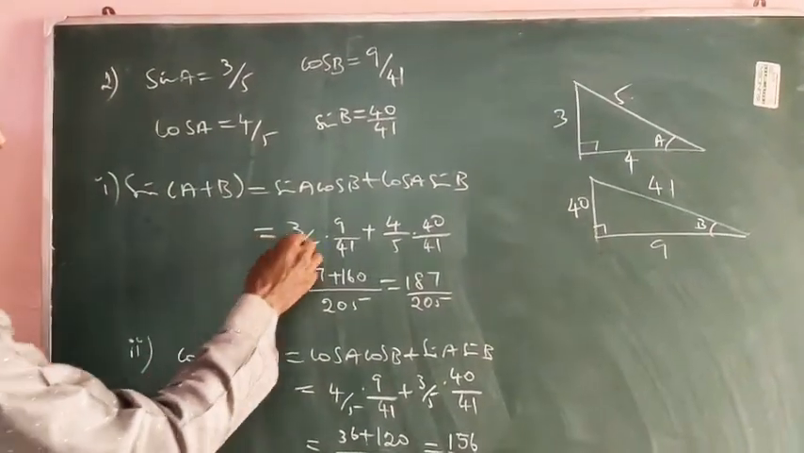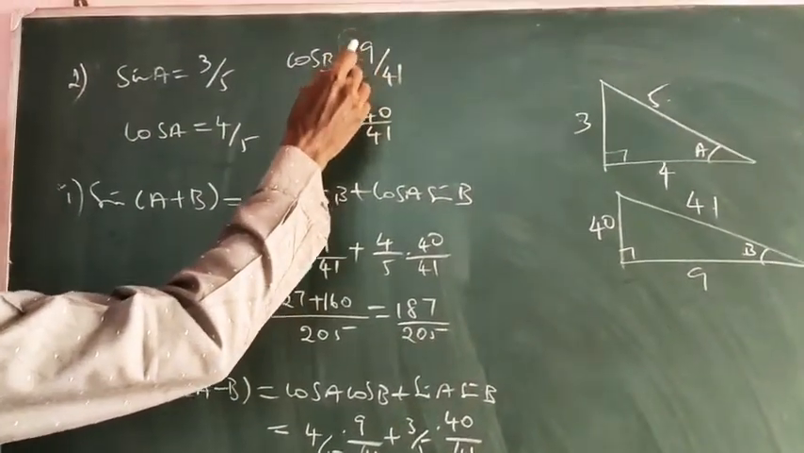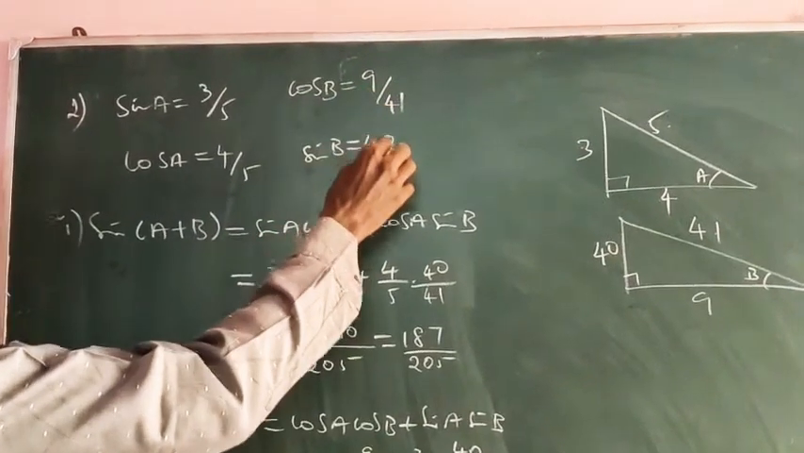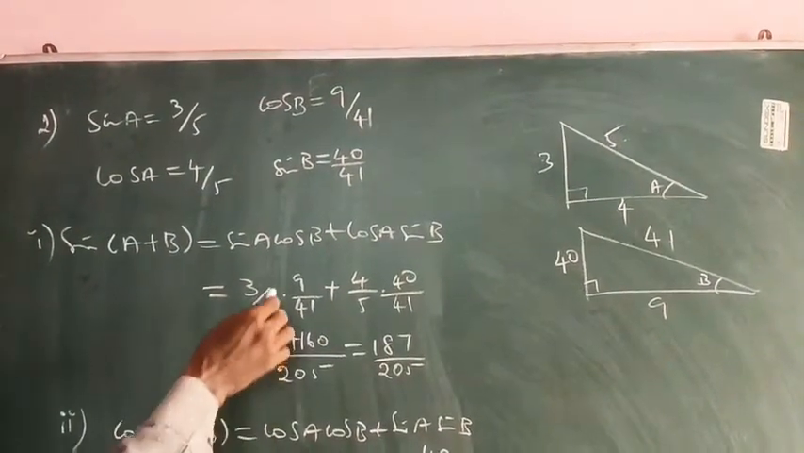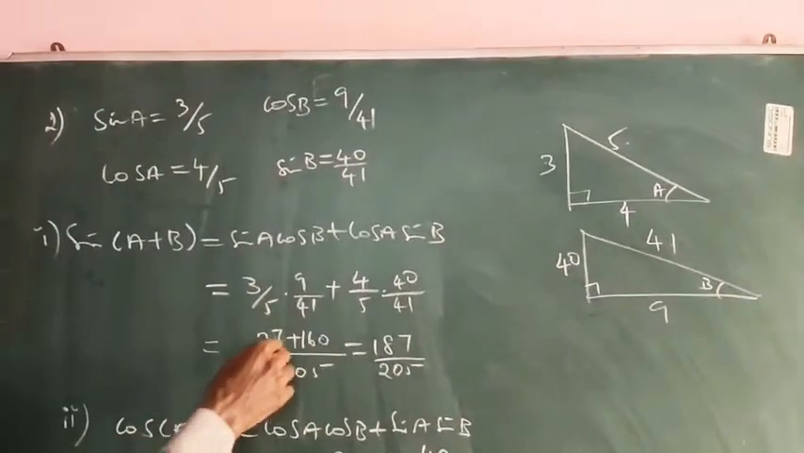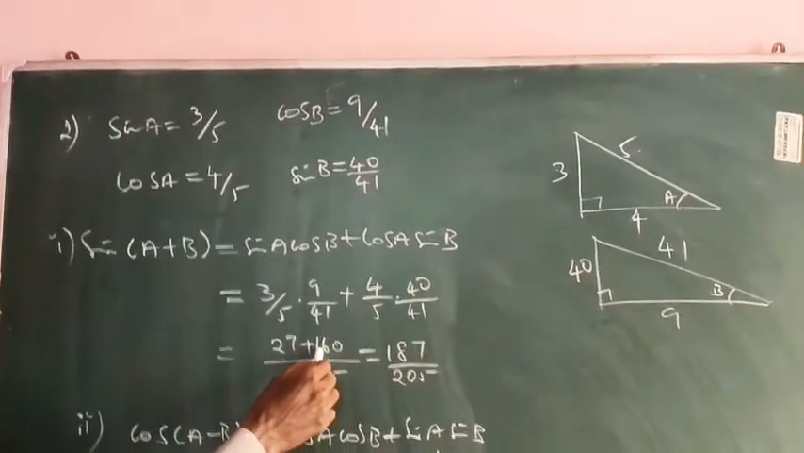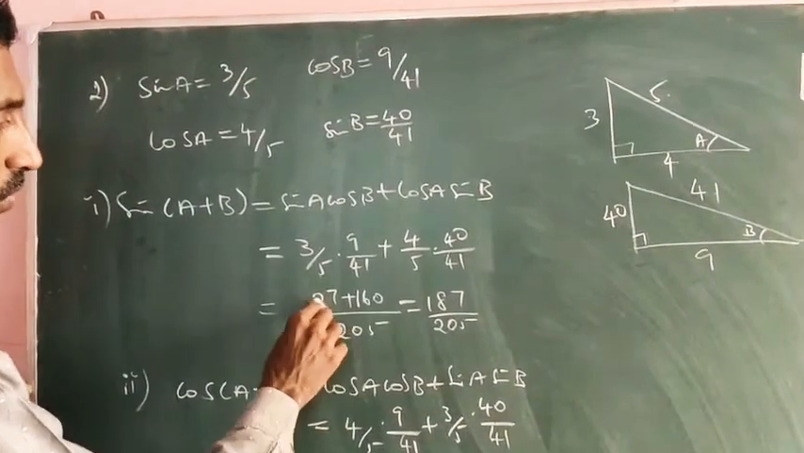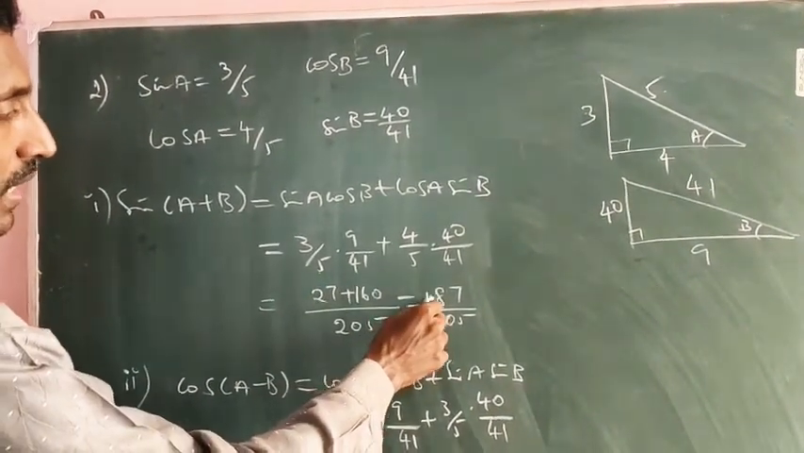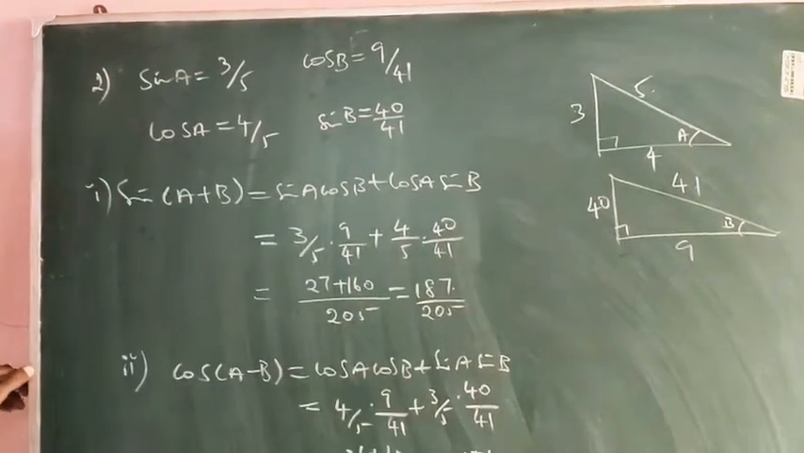Sin(A plus B) equals sin A cos B plus cos A sin B. So 3 by 5 into 9 by 41 plus 4 by 5 into 40 by 41. So 9 threes are 27, 4 into 40, 160. So the denominator is 5 into 41, 205. If we sum up, we are getting the answer 187 by 205.